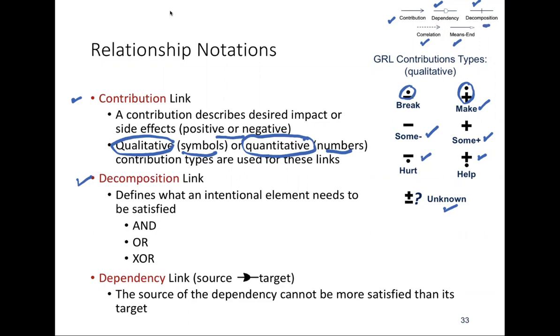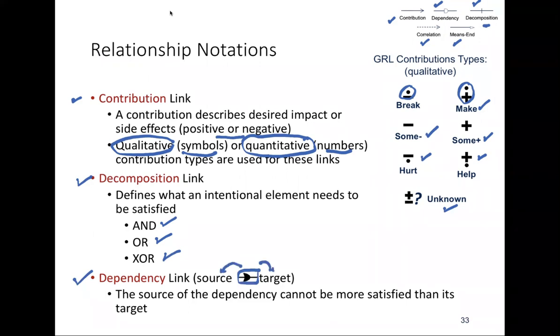it is used to define what the intentional element needs to be satisfied. What needs to be done in order for the intentional element to be satisfied, it could be AND decomposition or XOR decomposition. For dependency relationship, we just have this symbol to show dependency between a source and a target.